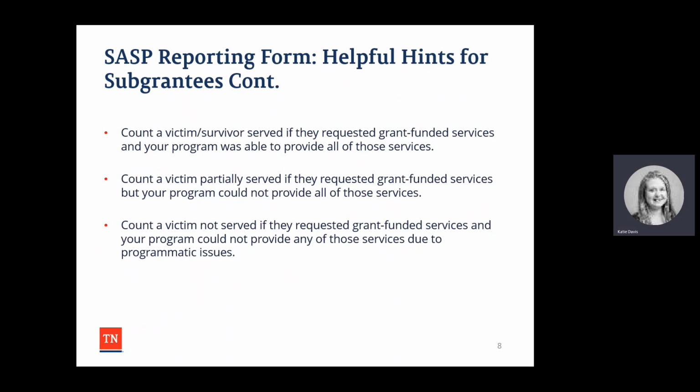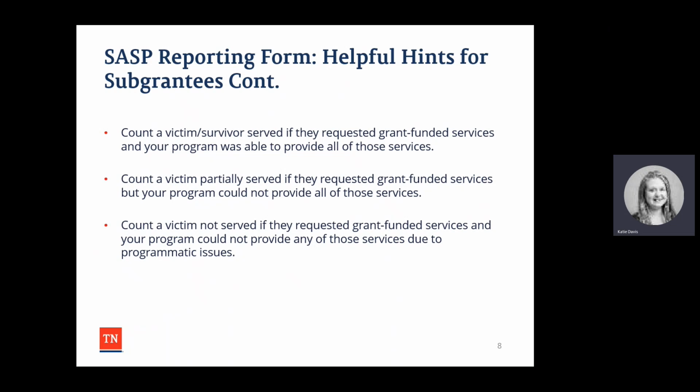So some helpful hints for SASP reporting tips. You're going to count victim, survivor, client, whatever word you would like to use there. You're going to count that person served if they requested grant-funded services and your program was able to provide all of those services. Count them partially served if they requested grant-funded services, but you could not provide all of them. You could only provide part of them, right?